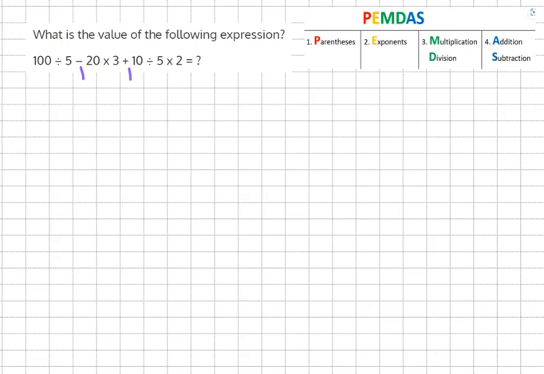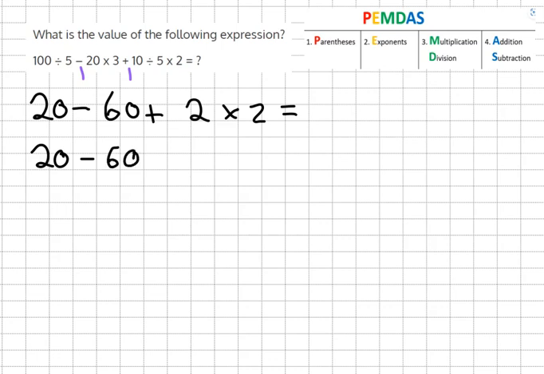So the equation becomes 100 divided by 5, which equals 20, minus 20 times 3, which equals 60, plus, and then here we've got a division and a multiplication, so we're going to go from left to right. So 10 divided by 5 equals 2, times 2 equals. And then we finish off the multiplication, so it becomes 20, minus 60, plus 2 times 2, which equals 4.